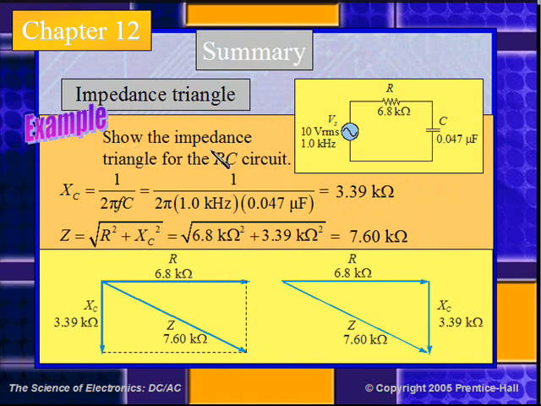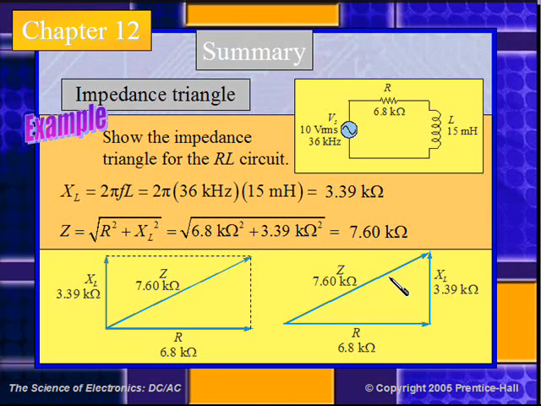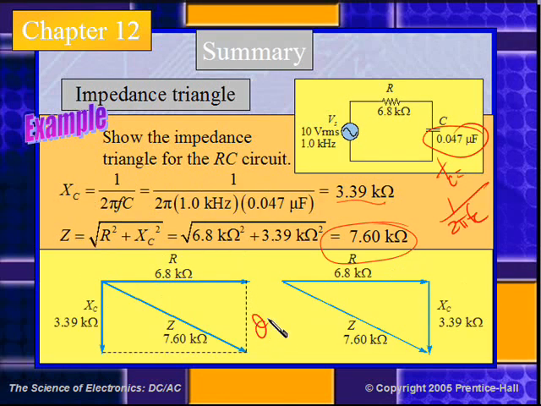As an example, show the impedance triangle for the RC circuit. Here's the circuit. Now, before we can do anything, we've got to find the capacitive reactance, which is 1 over 2 pi fC, which is this formula right here. 2 pi times 1k times 0.07 equals, then go 1 over x. So you've got 6.8k in series with a 3.3k ohm impedance. Square R, square X sub C, add them together, take the square root, you get 7.6. The phase angle would be this angle right here, is the inverse tangent of X sub C divided by R, and it's negative.